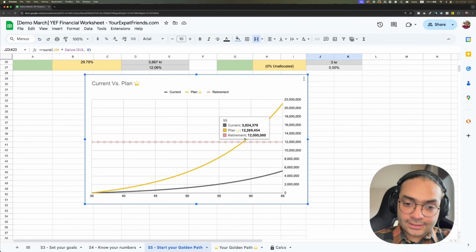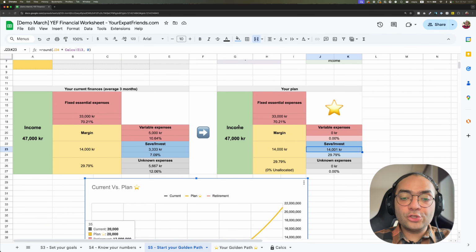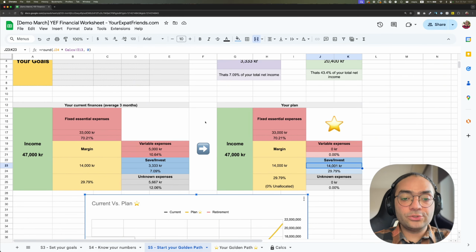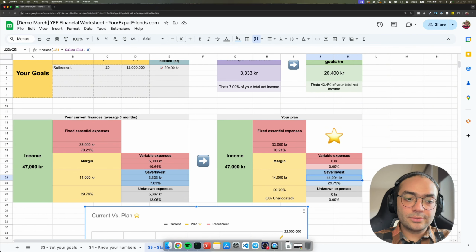So what does that tell you? That tells you, based on your current finances, based on your current numbers and cash flow, the goal that you have set is too aggressive. You cannot afford that goal. So then that gives you two options. Either you adjust your goal.